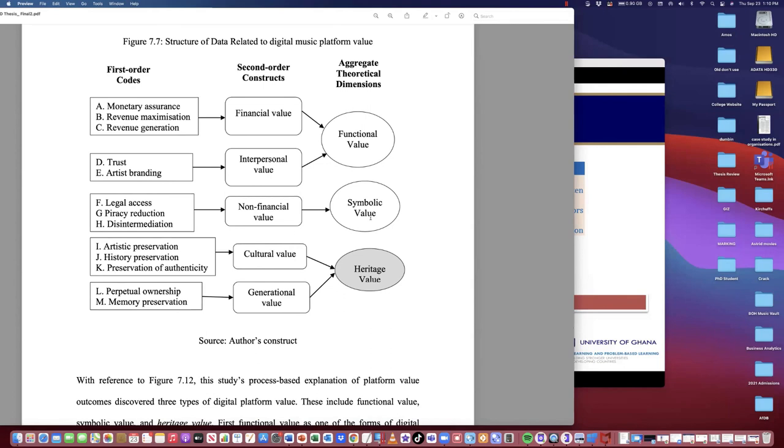So symbolic means that when you put a Gamro sticker on your cassette, it makes it look like you can't pirate it because it's Gamro. Yeah. Oh, so it's a symbolic value. Okay, so that's piracy rejection.